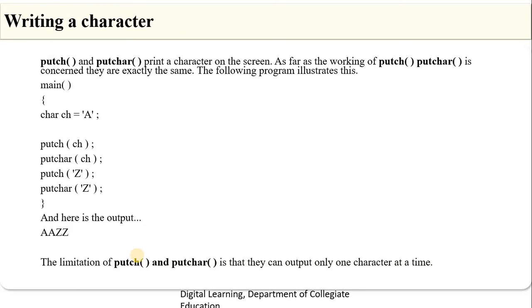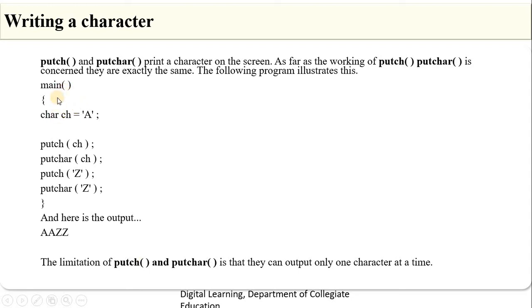Now let us see writing a character onto the screen or onto the console. There are two functions, putch and putchar, to put a character or to print a character onto the screen. Both work in a similar way, so they function exactly the same way to print onto the screen.